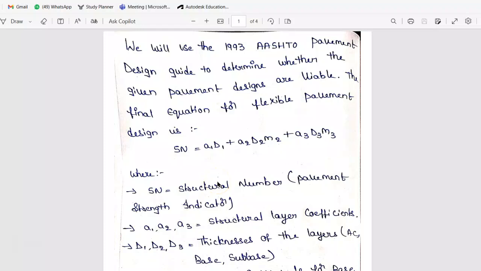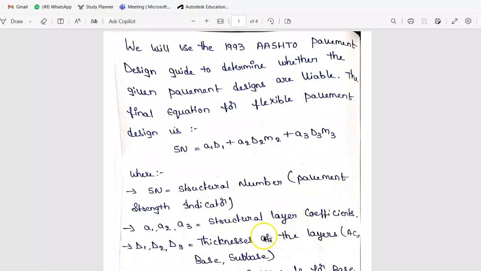Today I am showing the AASHTO pavement design guide, to determine whether the given pavement designs are viable, and the final equation for flexible pavement. We will use the 1993 AASHTO pavement design guide to determine whether the given pavement designs are viable or not.